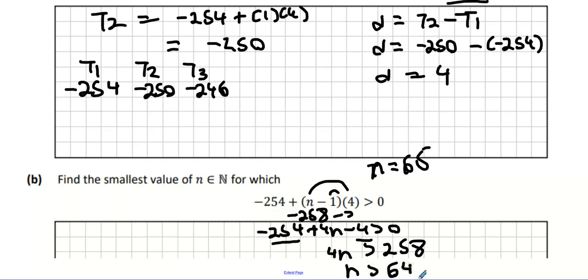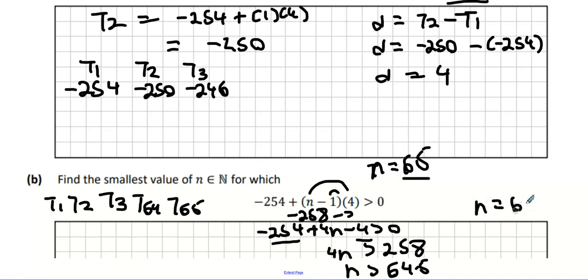Now, with sequences, you're allowed to have T1, T2, T3. See the way there's no T2.5 or T1.5? So you can either have T64 or T65. And we already know from earlier that T64 is negative. So the answer is n equals 65. Happy days.